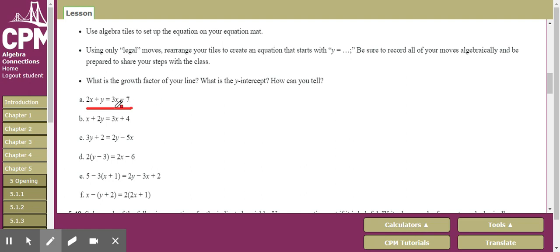So instead of solving for x, what we want to do is isolate y on one side of the equal sign and everything else on the other side of the equal sign. So let's start by writing this out. So 2x plus y equals 3x plus 7.